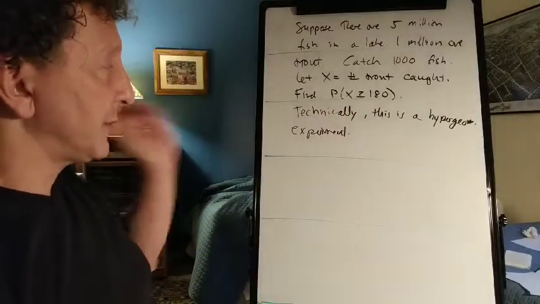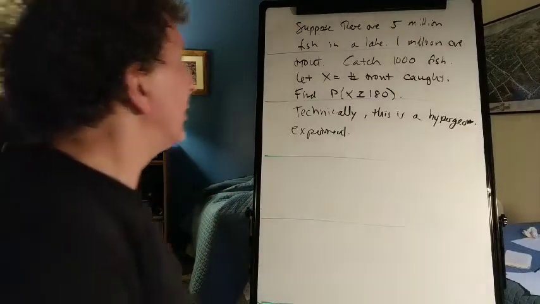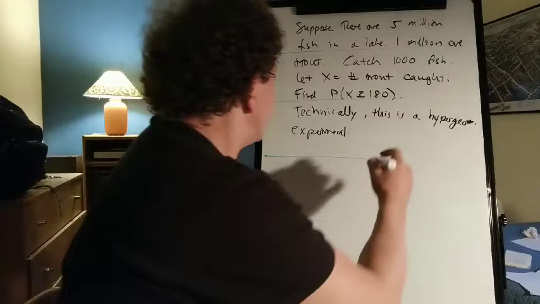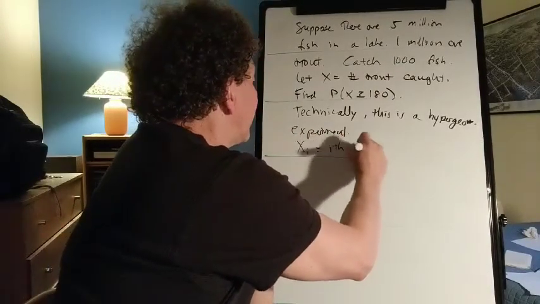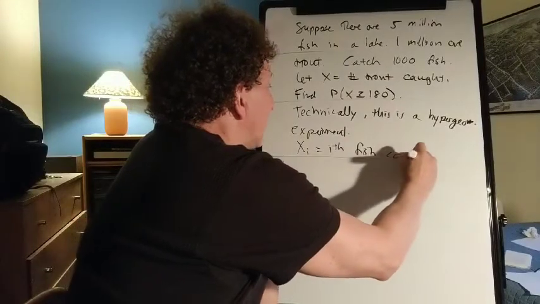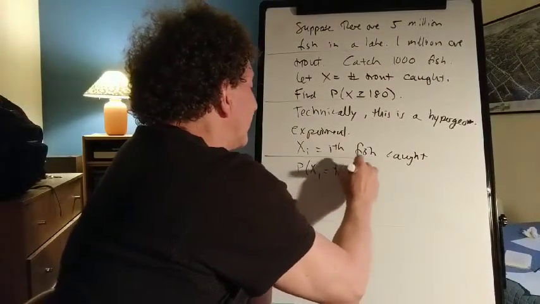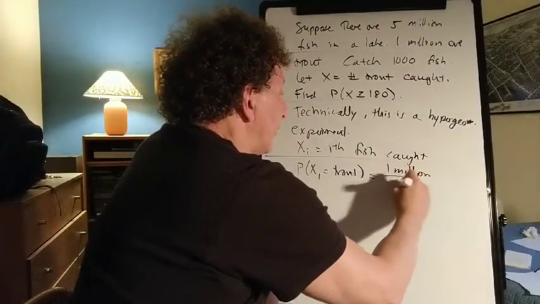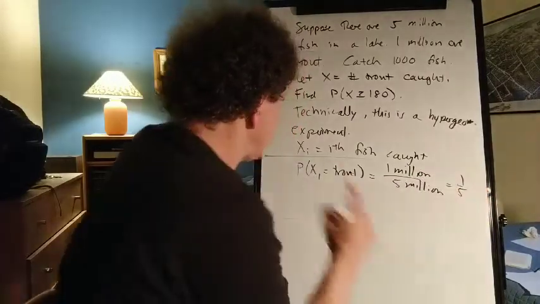I mean, the first fish could be a binomial experiment. Probability of 1/5 is the probability that the first fish is going to be a trout. So if xi is the ith fish caught, the probability x1 is trout is 1 million over 5 million, which is 1/5.